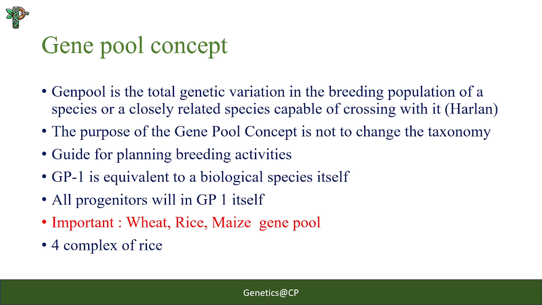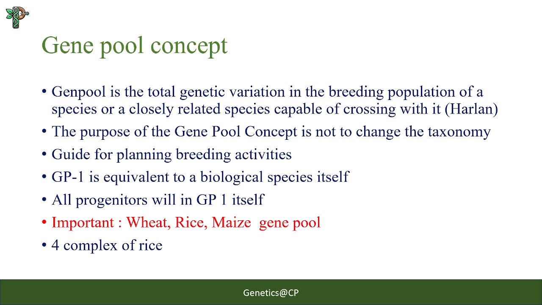Okay. A question was asked directly: gene pools were created based on the convenience of crossing, and there are some other points also. Generally, they will try to confuse you, but if you know the core point about this concept, you are never going to be confused. So remember, it's not made to change any taxonomic order. It was just created for the convenience of the breeder. If two species are easy to cross, put them in GP1. If it is very difficult to cross, put them in GP2.